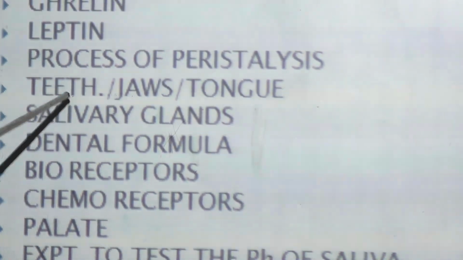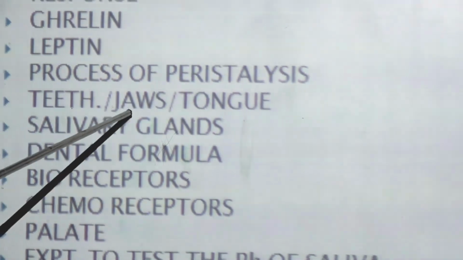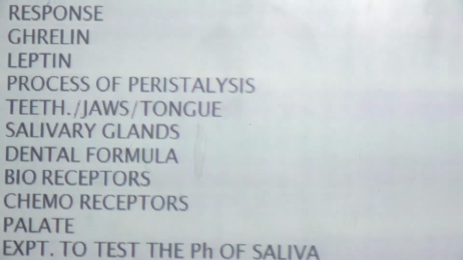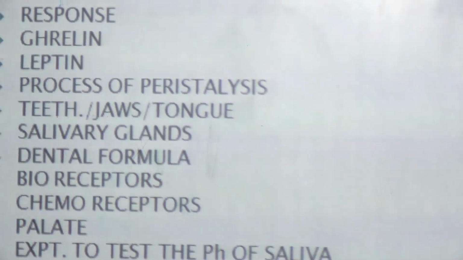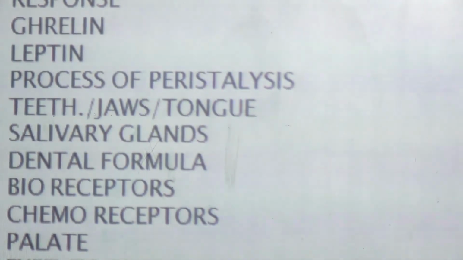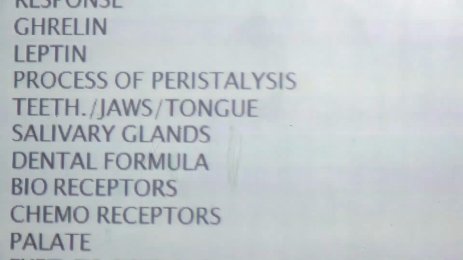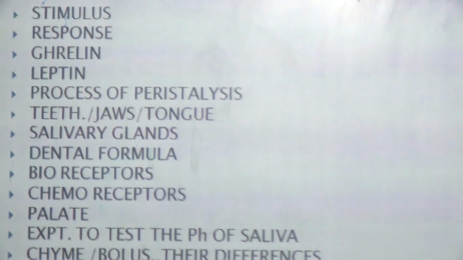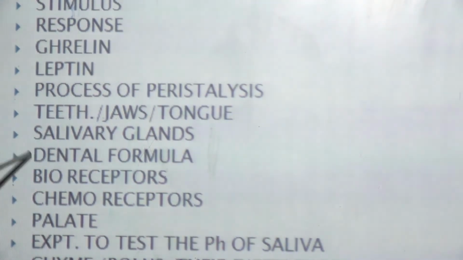Teeth and jaws, upper jaw, lower jaw. Lower jaw is movable, upper jaw immovable. Tongue, the importance of tongue, recognizing the taste of the food itself. Then salivary glands, 3 pairs of salivary glands are there. What are they? You have to write. Dental formula. I will try to provide a diagram confined to the dental formula. This is important for 2 marks.